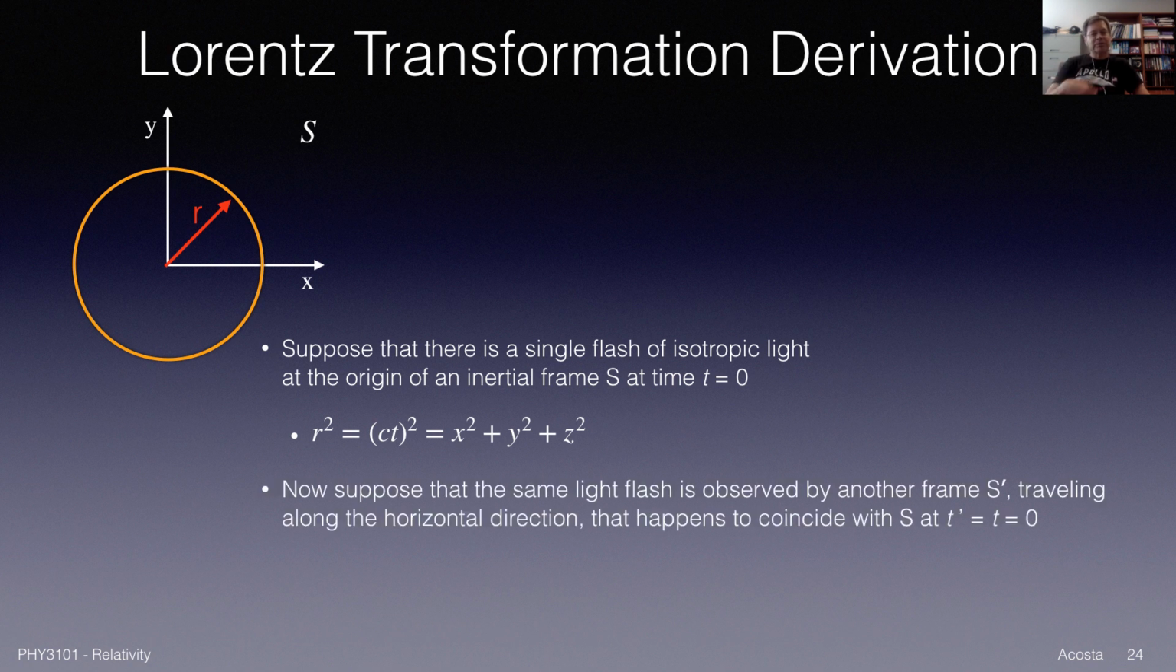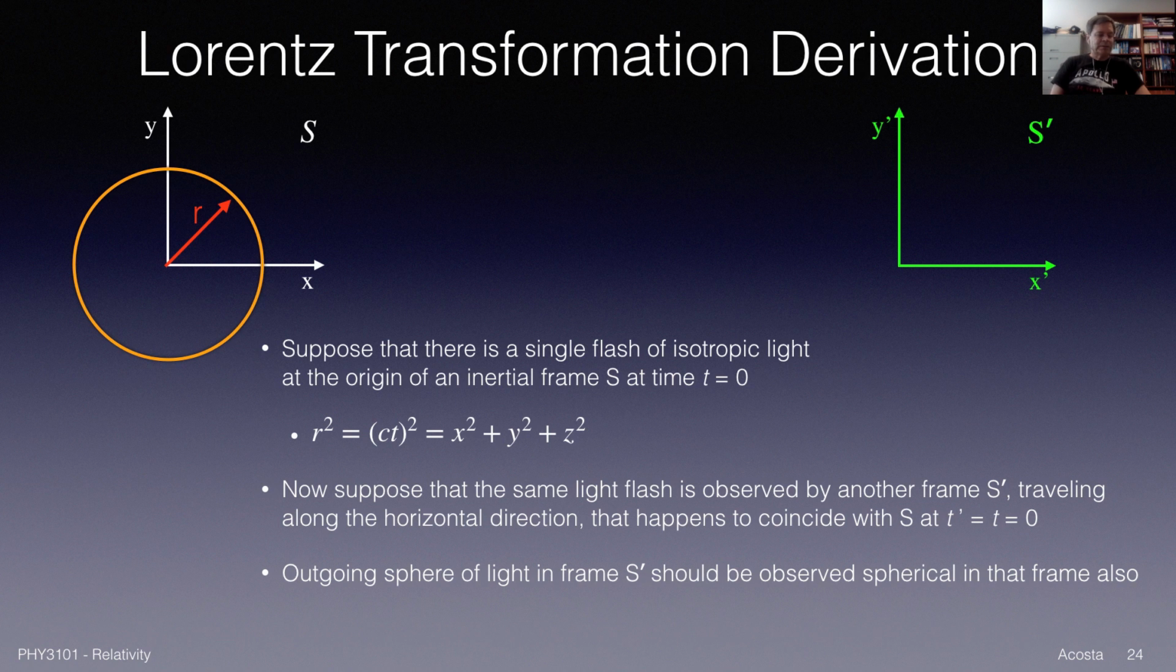Now, suppose you weren't the only one seeing this flash of light in your reference frame. Suppose that that flash of light is observed by another frame S prime that was traveling along the horizontal direction, and it just happened to coincide with the origin at time t equals 0 in its frame. So the same phenomenon, the same event, a flash of light, was seen by this other frame S prime, this green one that I'm showing over here. This green frame is traveling across the screen to the right, but it saw the same expanding sphere of light. What can we conclude?